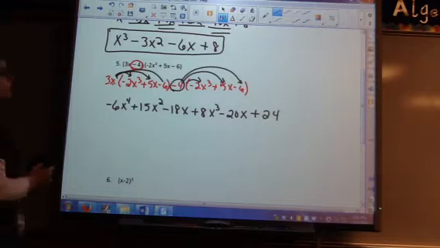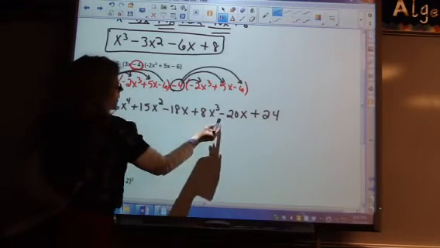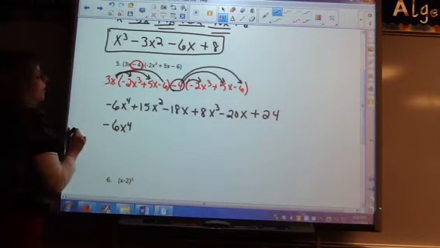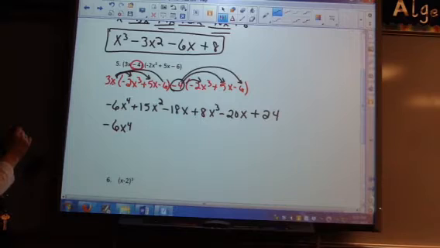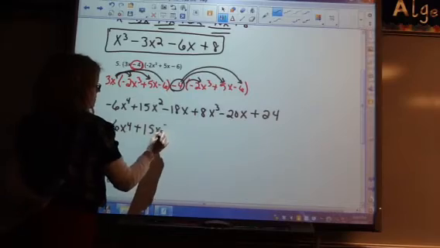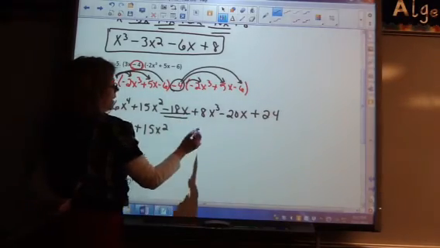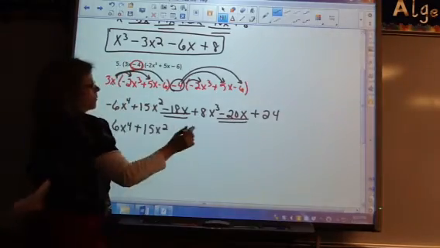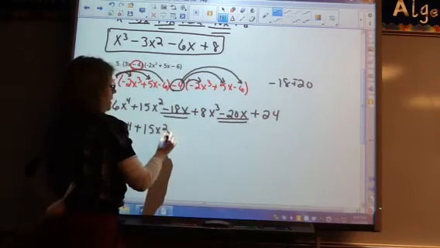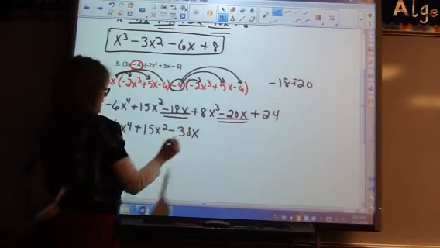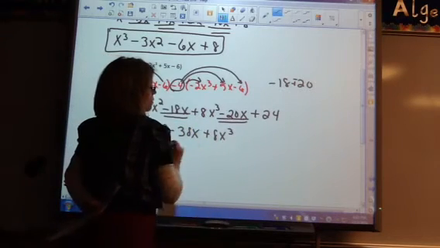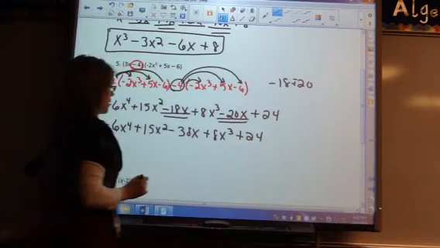Now let's see if we have any like terms. X to the 4th power, nope. X squared, nope. X we do. We have negative 18x and a negative 20. So negative 18 minus 20, add its opposite, so that's going to give me a negative 38x. I have x cubed, and then I have my last term there.